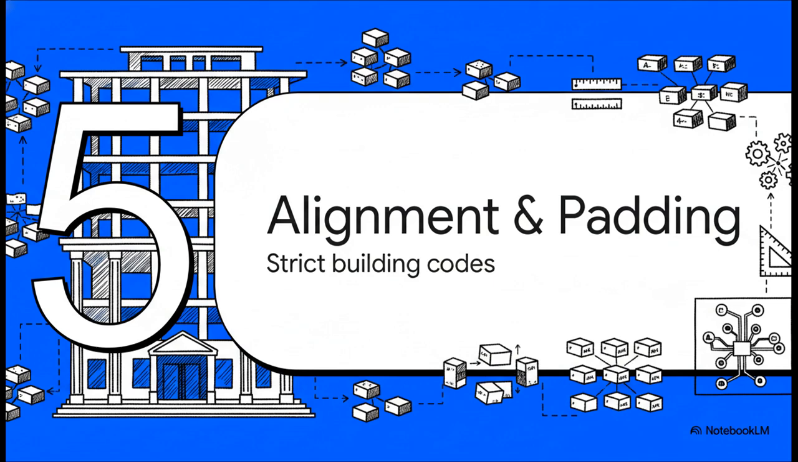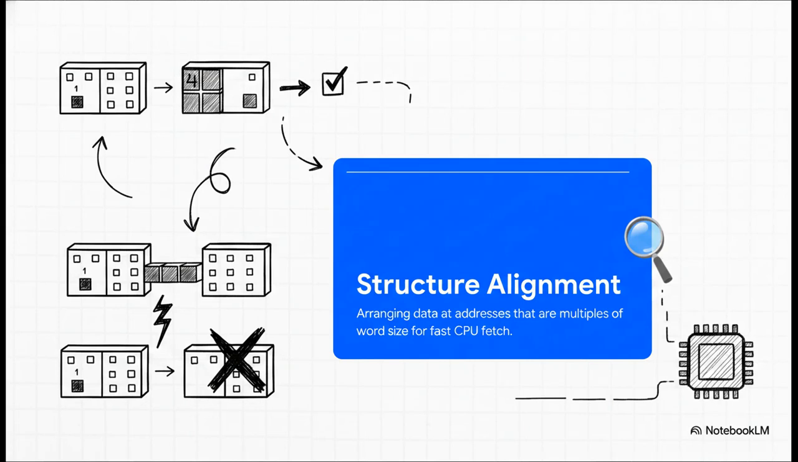Section 5, Alignment, Padding, and Packing. Finally, let's check out the strict architectural building codes that dictate memory layout in lower-level languages like C and C++. Now, you might be wondering, if you put a 1-byte variable and a 4-byte variable into a data structure, it should take up 5 bytes of memory, right? Well, it rarely does. Your CPU doesn't read memory byte by byte. It reads in fixed-size chunks, or words, usually 4 or 8 bytes at a time. If a piece of data sits right across the boundary of 2 words, the CPU has to work overtime, performing multiple fetches just to piece it together.